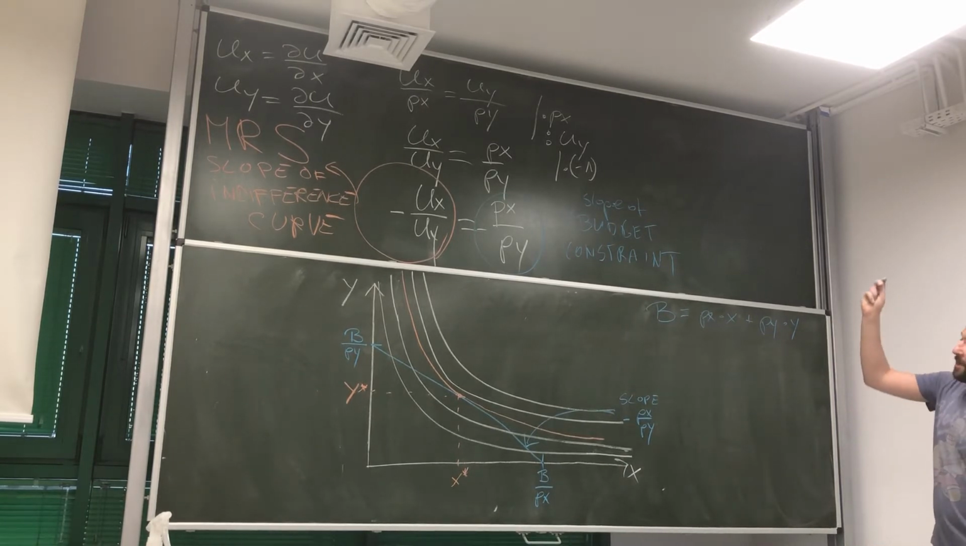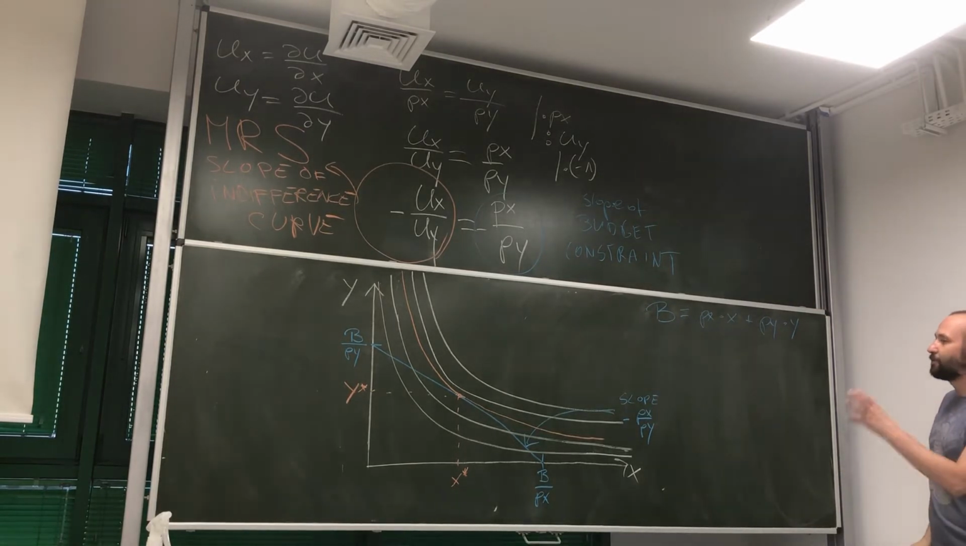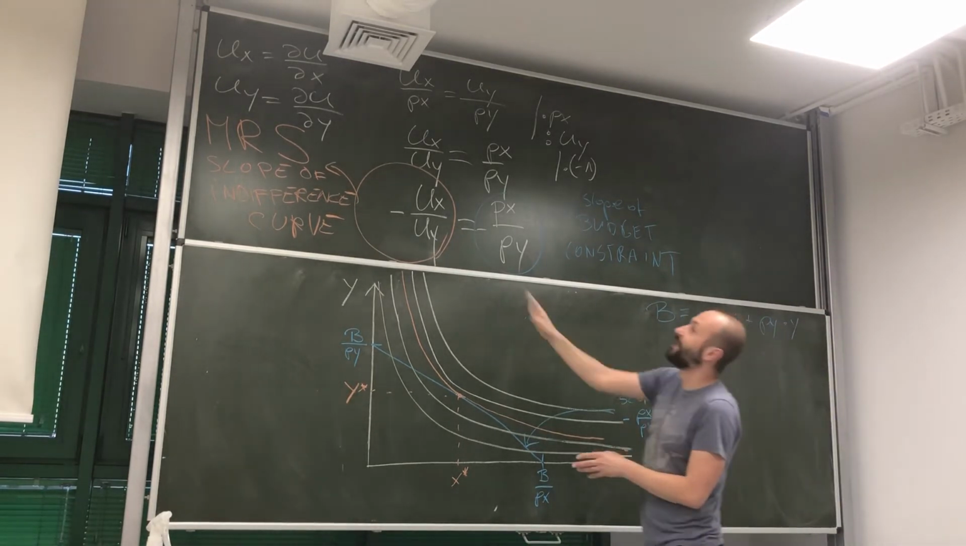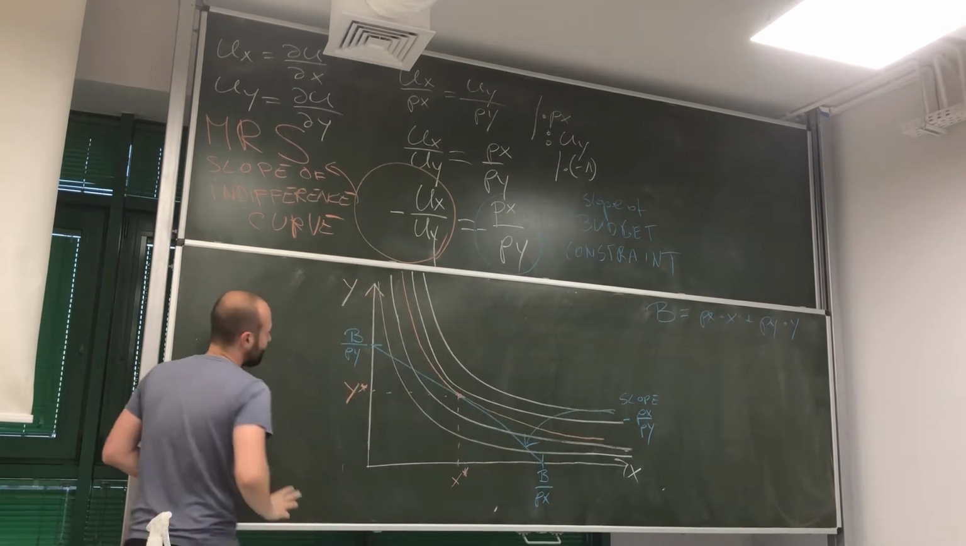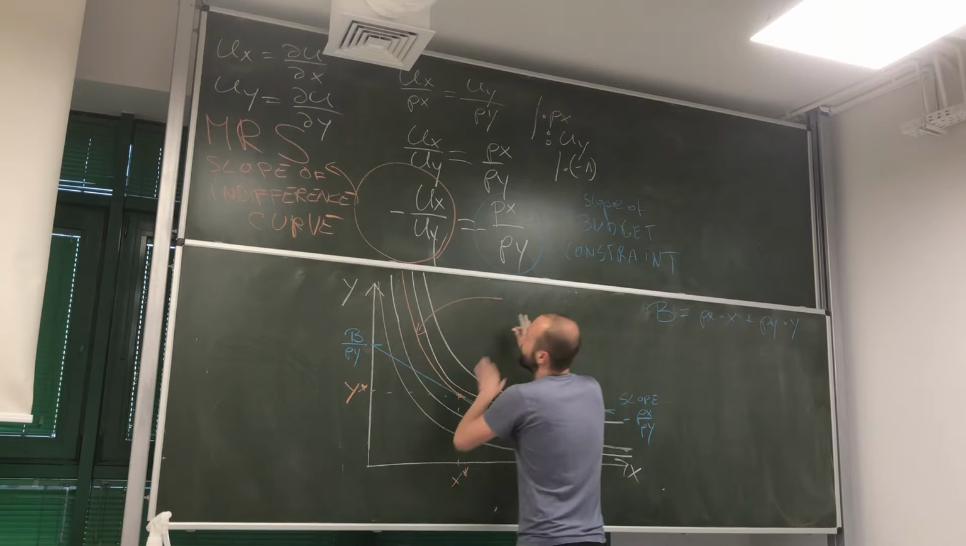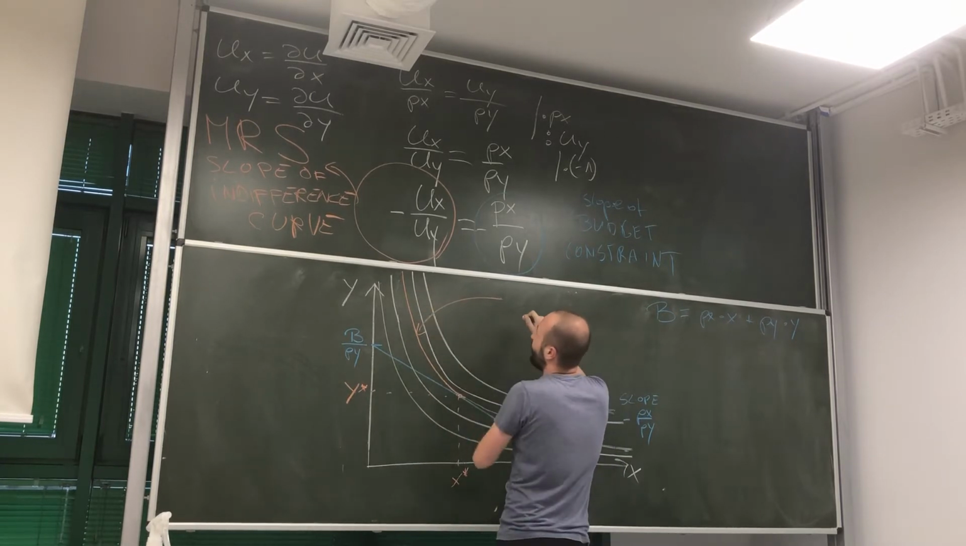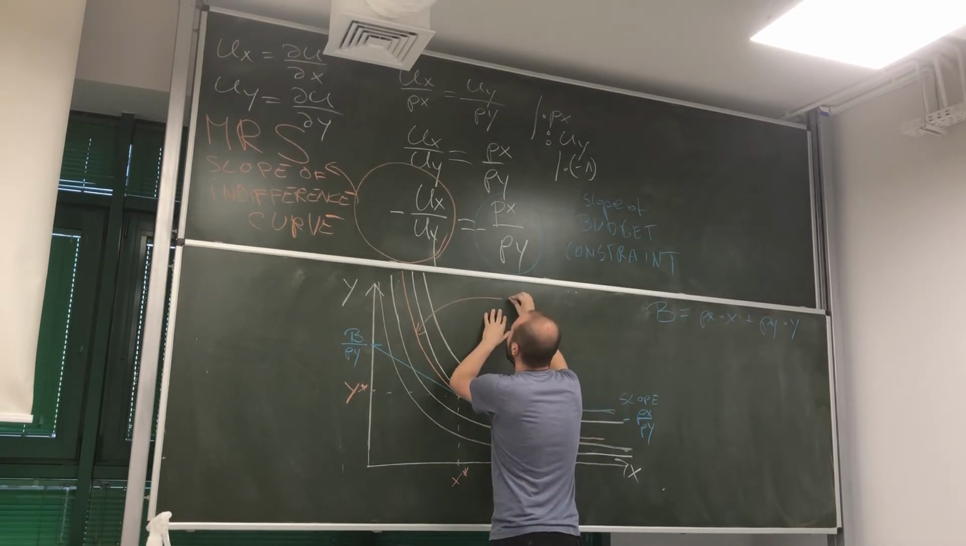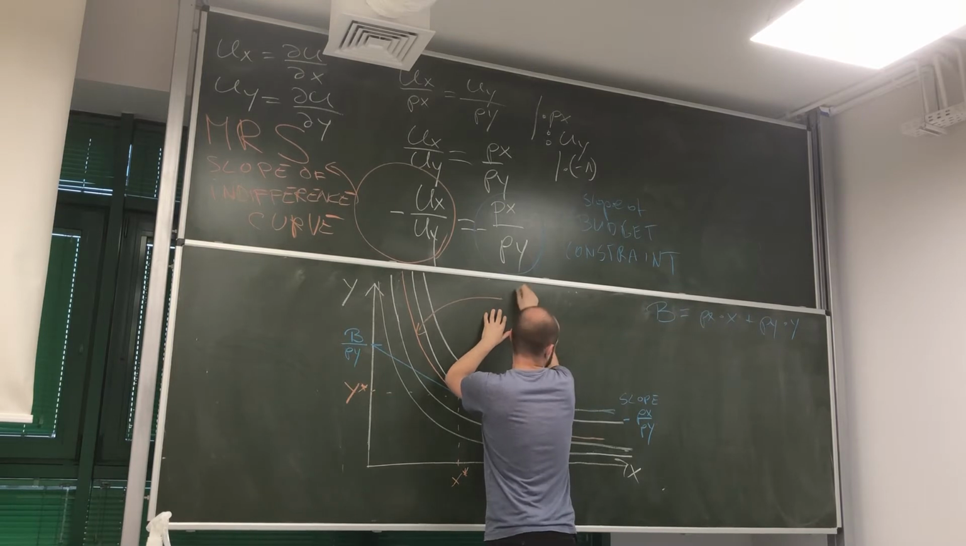So now we see that basically what we get is the point of tangency, right? We get it directly from this condition because look, this is the slope of indifference curve, right? Slope.